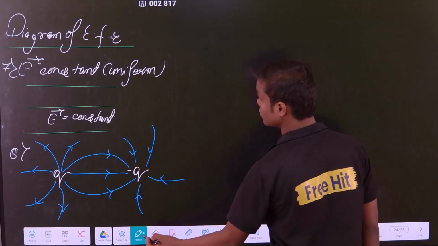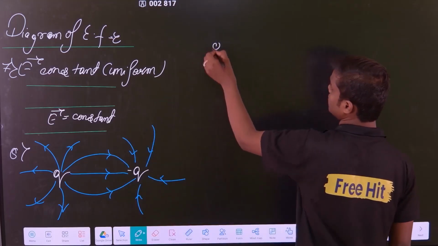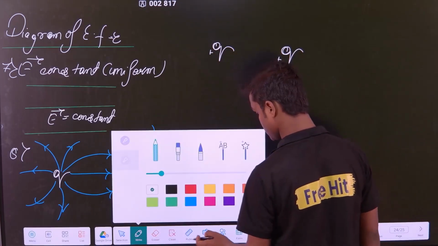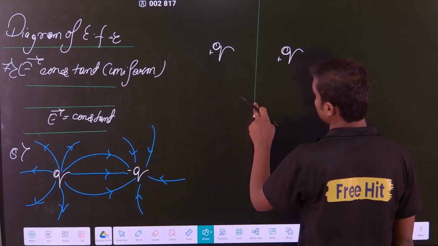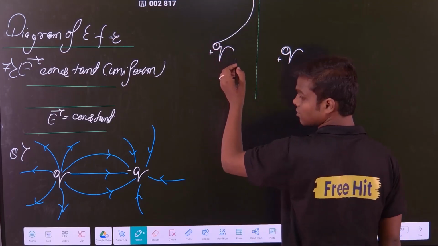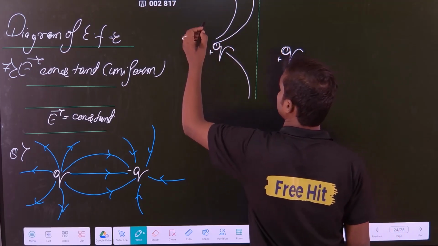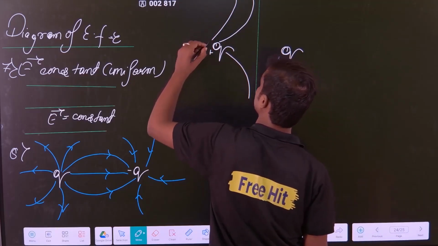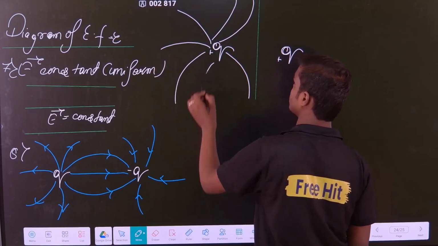Now suppose one more case we can draw. Suppose this is my plus q and this is also plus q. In that case, what will my field lines be? My field line will be like this. Yeah, my drawing is not so good. It will be something like this. Don't judge it, my drawing is very bad.